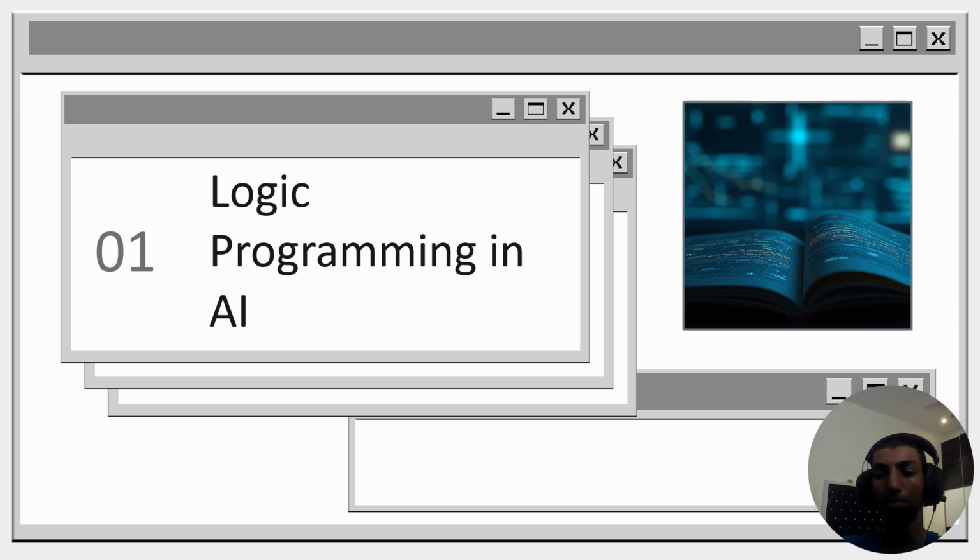So, logical programming in AI. Logical programming is a paradigm where knowledge is expressed in facts and rules, and AI uses reasoning algorithms to derive conclusions. Languages like Prolog are commonly used for this approach.